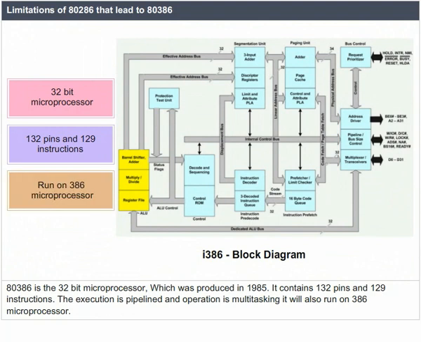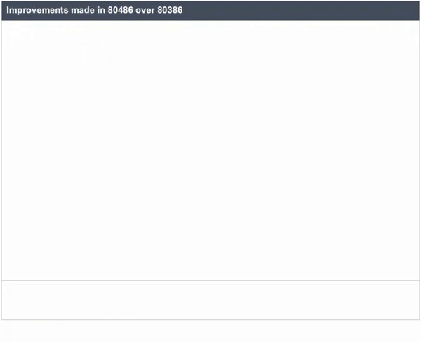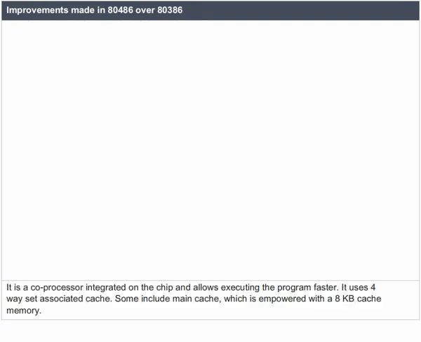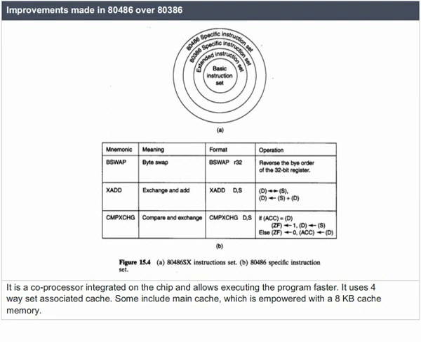Improvements made in 80486 over 80386. It has a coprocessor integrated on the chip, which allows executing the program faster. It uses a 4-way set-associative cache. Some include a main cache, which is empowered with 8 KB cache memory.